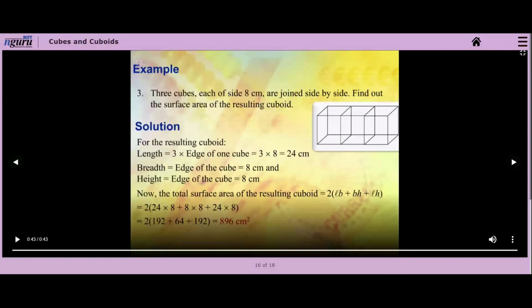How did you get 1024? How? Ma'am, 6a square plus 6a square plus 6a square. No. When the cubes are joined, you must subtract the area of the middle two faces. No, don't do like that. See, the cubes are joined, so the length will become 8 plus 8 plus 8. Height and breadth will remain the same. You can't do like that.